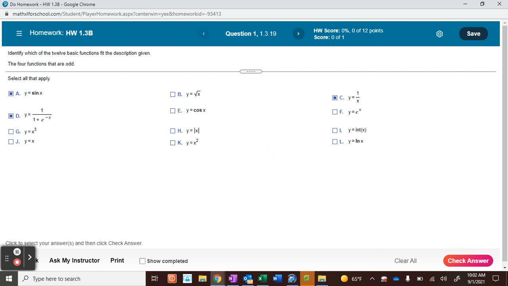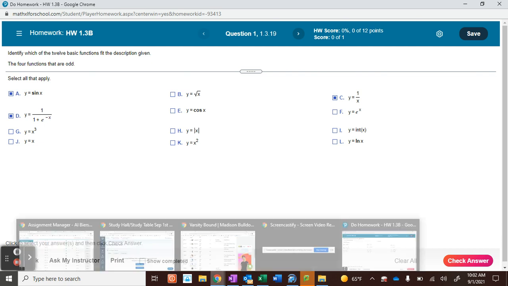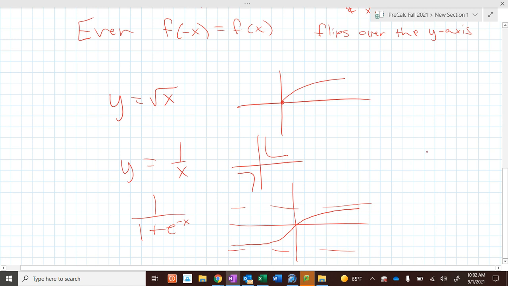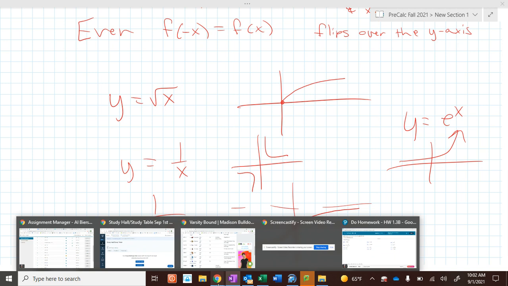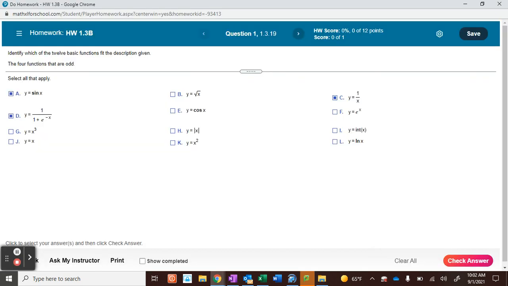All right, cosine of x. What do we say about the cosine of x? It's a what type of function? Even function. E to the x. Y equals e to the x. Looks like that exponential function. Is it even or odd? No. Definitely not.